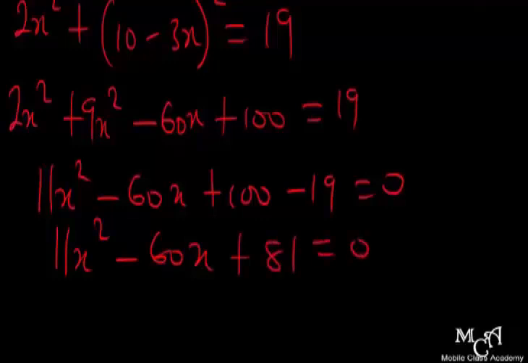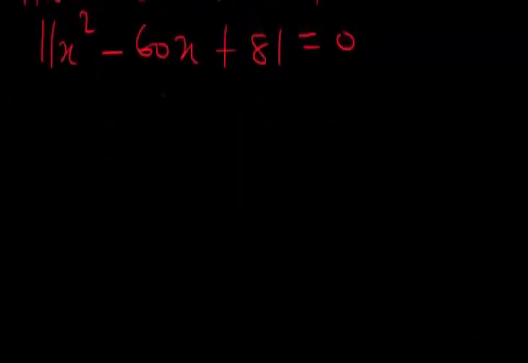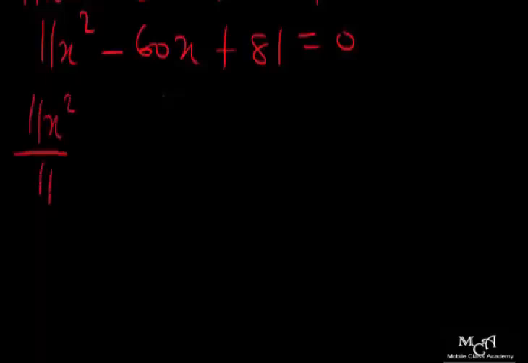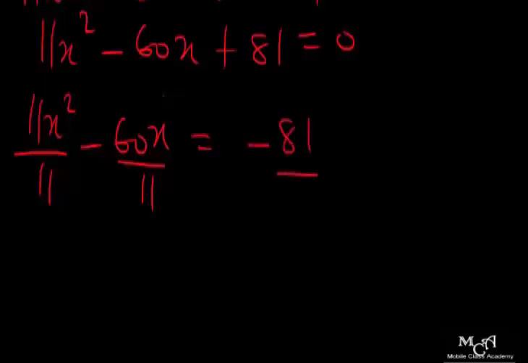Okay, so how do I solve this question? What I'm simply going to do is to use completing the square to solve this particular expression. We don't need our answers in decimal, so I can't use the standard formula method. So I'll use the completing the square method. Before using it, I'll divide through by 11. So I have 11x squared over 11 minus 60x over 11 plus 81. Let me take this to the right hand side. So this becomes minus 81 divided by 11.